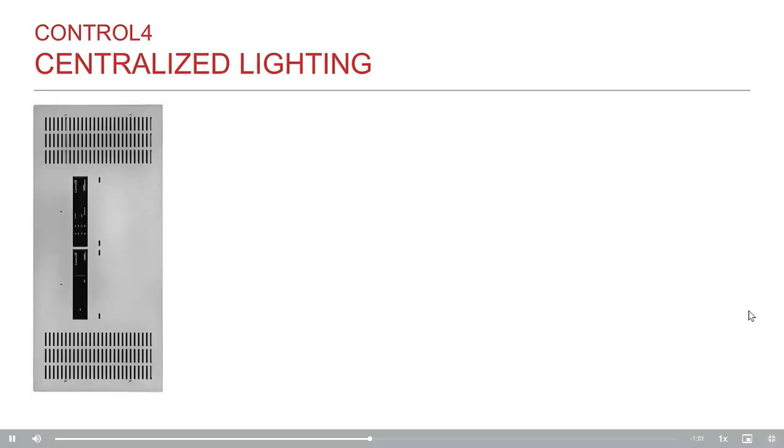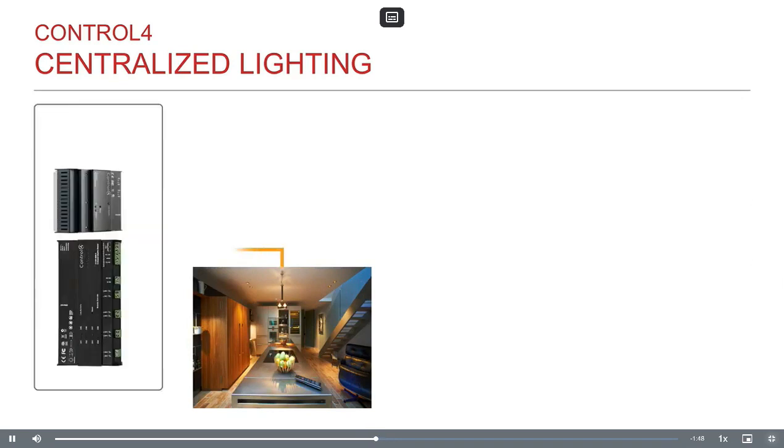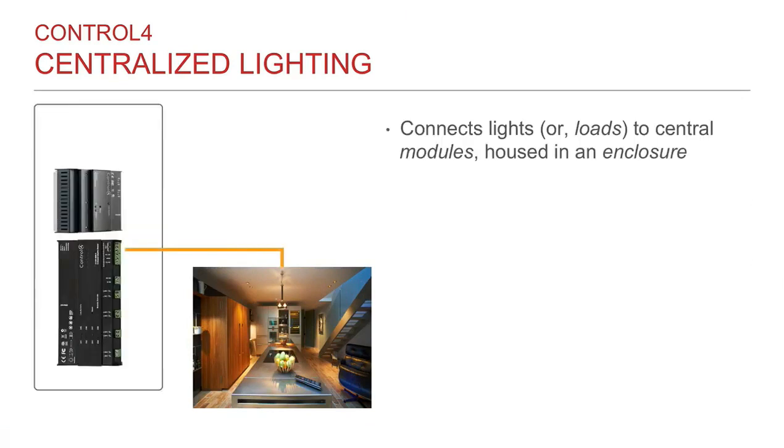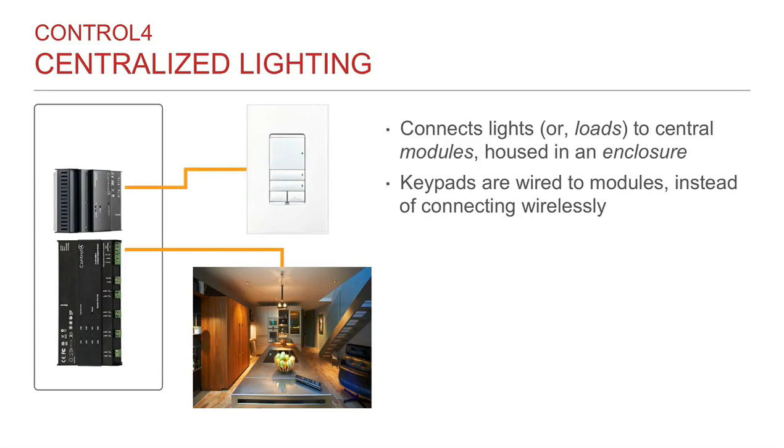Centralized lighting connects lighting loads to lighting modules housed in a central box called an enclosure. Centralized keypads have the same look and feel as wireless keypads, but the keypads are directly wired back to the centralized modules in the enclosure.